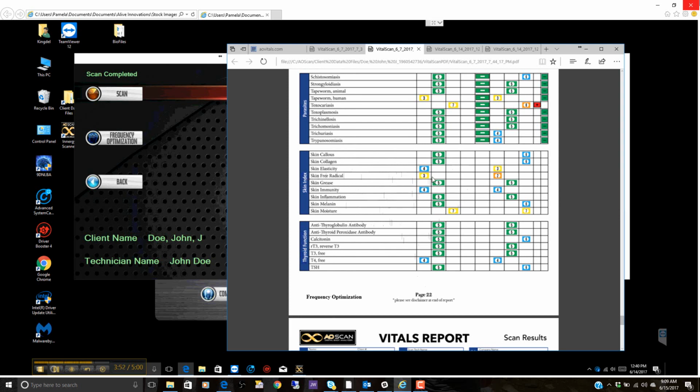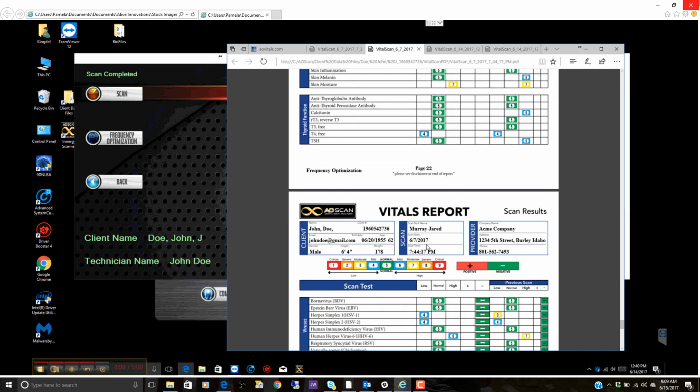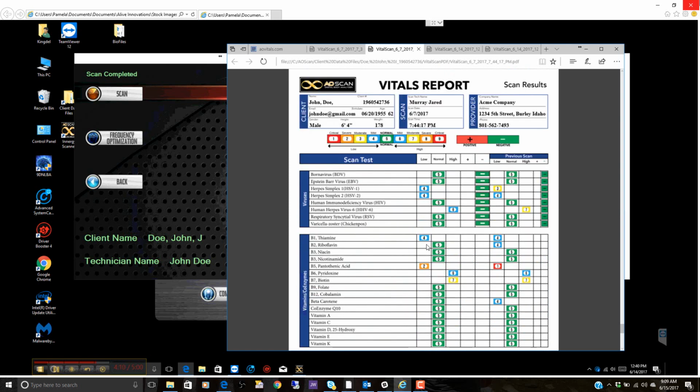Skin free radicals, a prime example, are those exposed to the sun a lot. You'll see this start to elevate. Now, is it a full-blown problem? No, it's not over on this side, but it is getting up there. It's getting to be a higher response issue. So we definitely want to make sure that we look at those in the future.